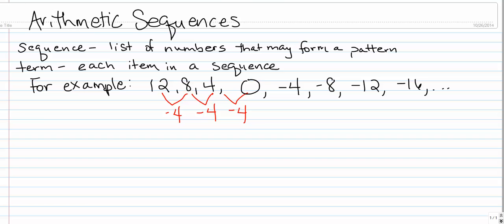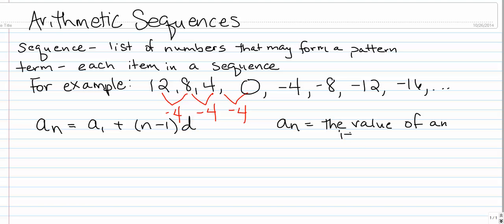I can find more terms in the sequence by using this formula. And in this formula, you're going to have to know what some of these items are. A sub n refers to the value of an item that you're looking for. So if I'm looking for the 14th item in the list, whatever that number is, that's a sub n. A sub 1 is the first number in the list, or first item in a sequence.